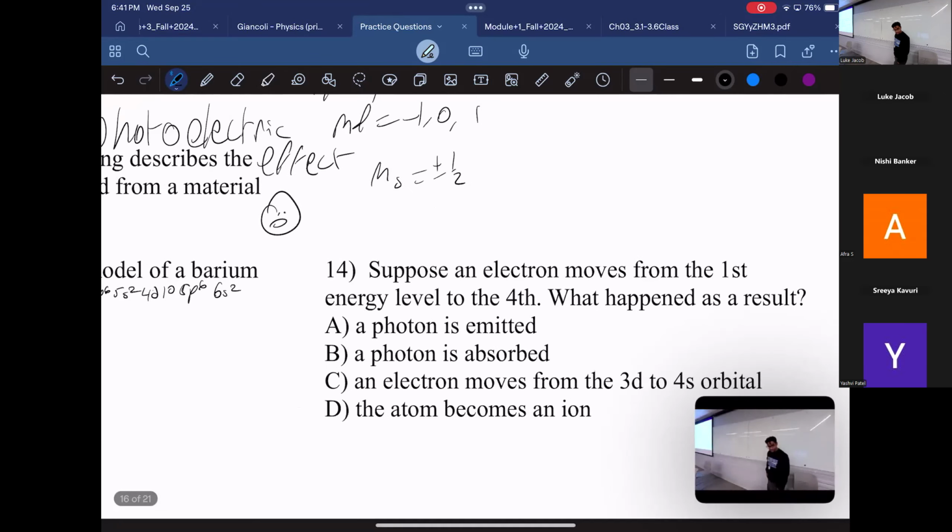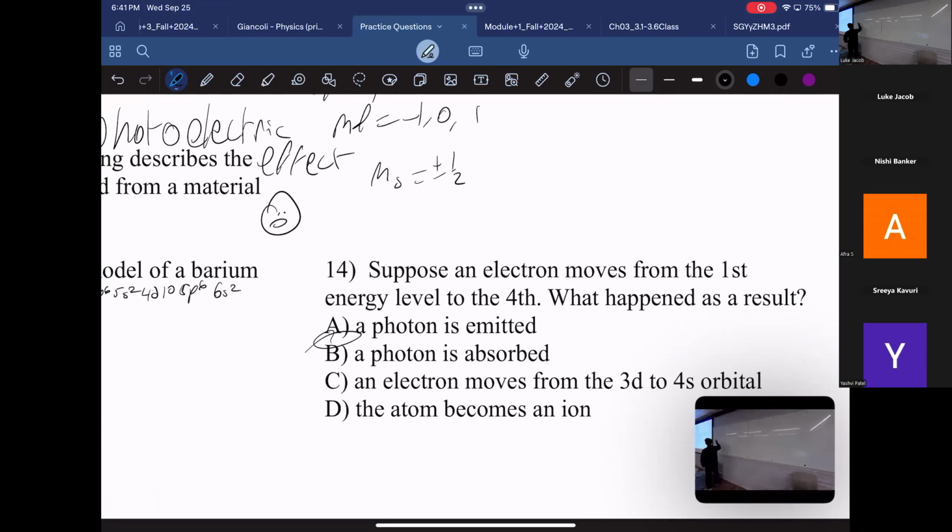Suppose an electron moves from the first principal energy level to the fourth. What happens as a result? Anyone know? Yeah, good. This is definitely going to be a question. I pulled this right from the test from last year. I changed the wording a little bit, but yeah.